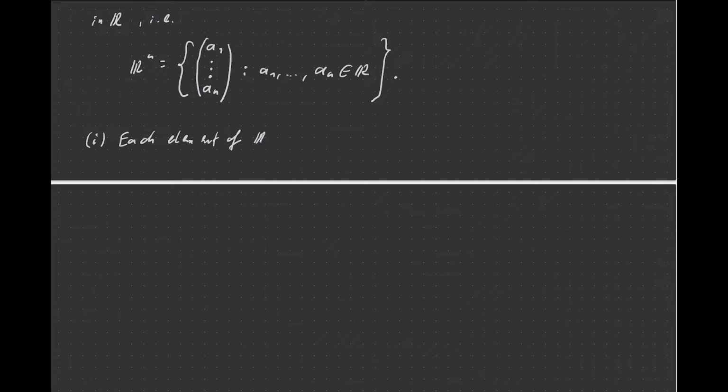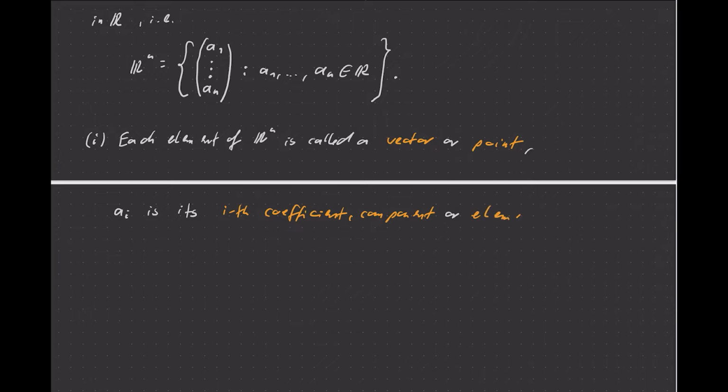Each element of R to the n is called a vector or point. a_i is its ith coefficient, ith component, or ith element. So we'll use these interchangeably.